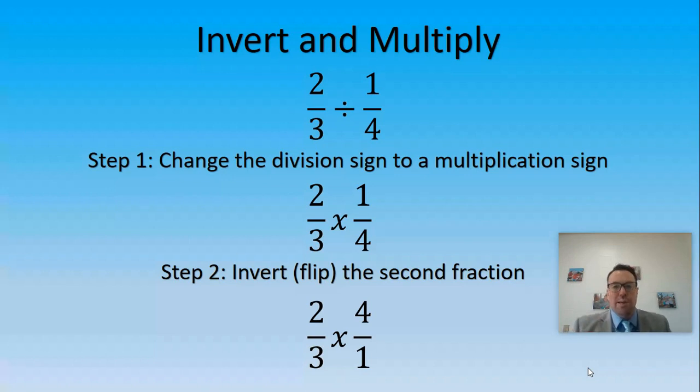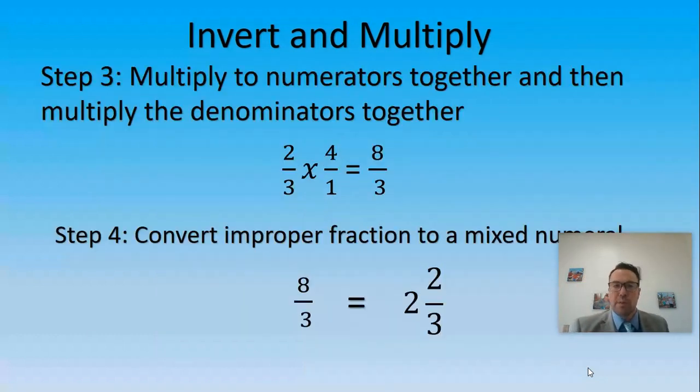But you guys know in math, you can't just do one thing to make it easier. Sometimes it's tied to something. So yes, we want to get rid of the division sign and change it to a multiplication sign. But if you do that, you have to invert, which is a very fancy word for flip. You have to flip the second fraction. So now it's 2/3 times 4/1.